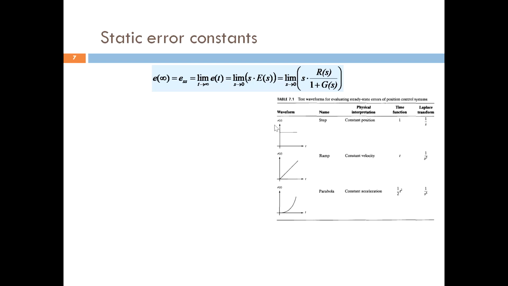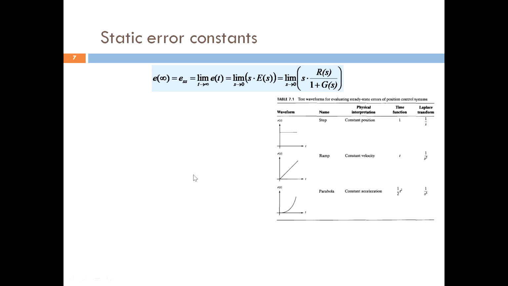It is the step input, a ramp input, and a parabolic input. So for each of these, we are going to derive the expression for the steady state error. And what is useful in this context is to derive what are referred to as static error constants. So we've got a static error constant that corresponds to each of these input types.